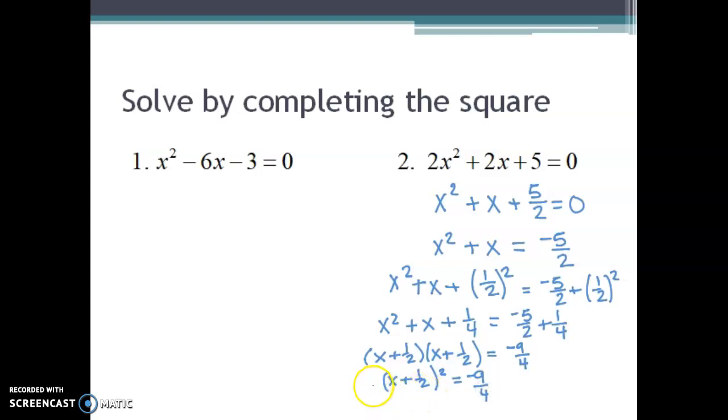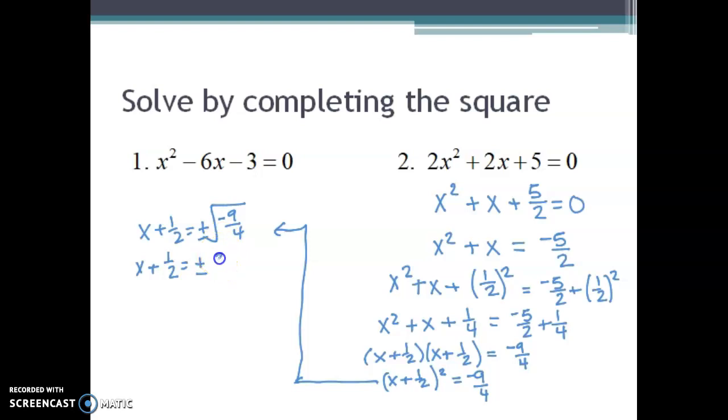I'm going to square root both sides. So I'm going to do that over here. I will have x plus 1/2 equals plus or minus the square root of negative 9/4. Notice I'm not writing that as a decimal, because then what I can do is, I have plus or minus the square root of negative 9, which would be 3i. The square root of 4 would be a 2. And then my last step is to get x by itself: subtract a half. So I have negative 1/2 plus or minus 3i over just plain 2.